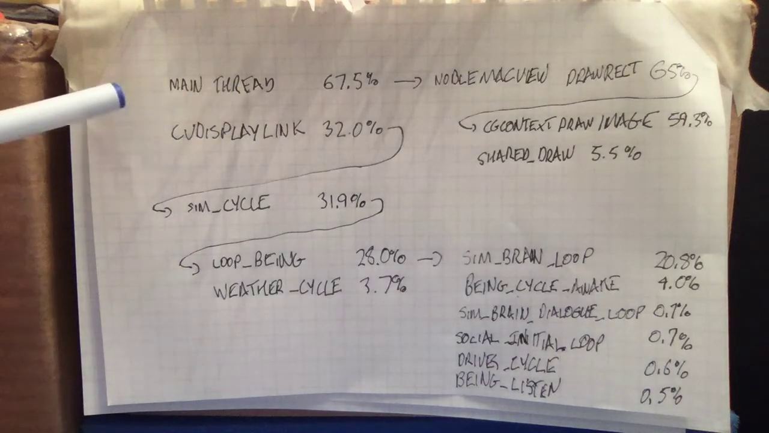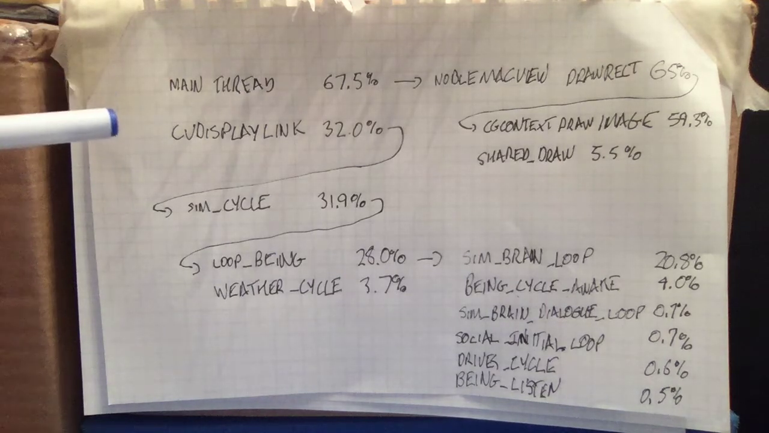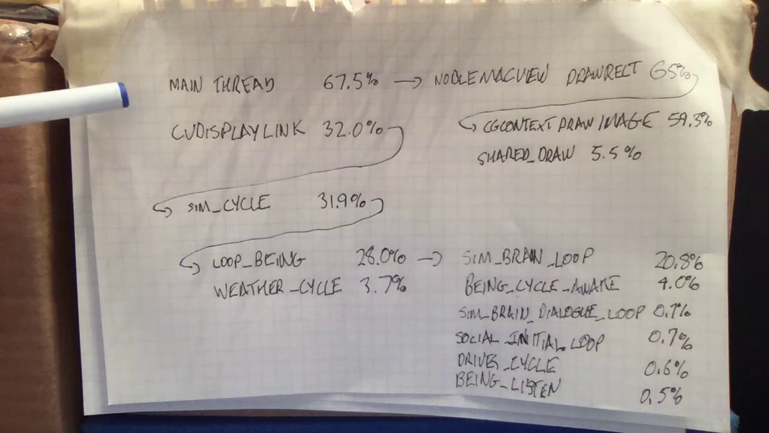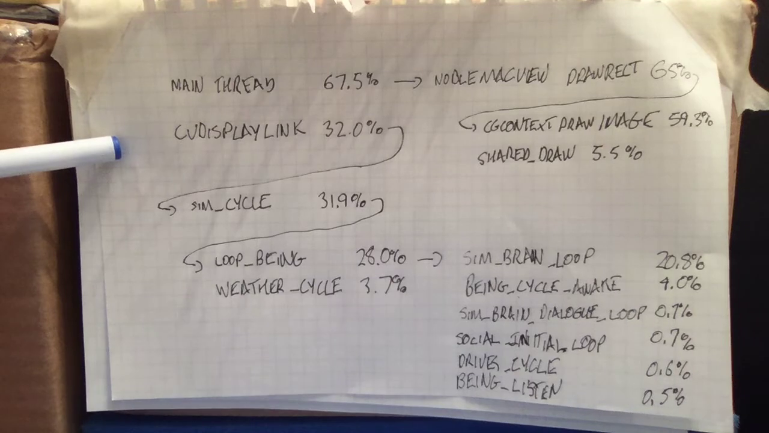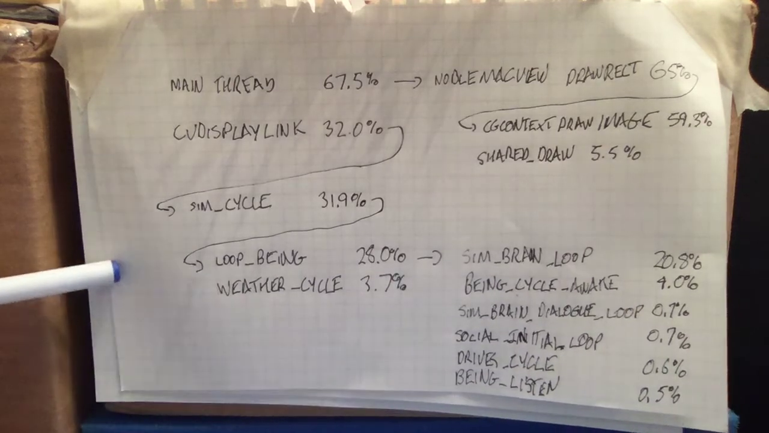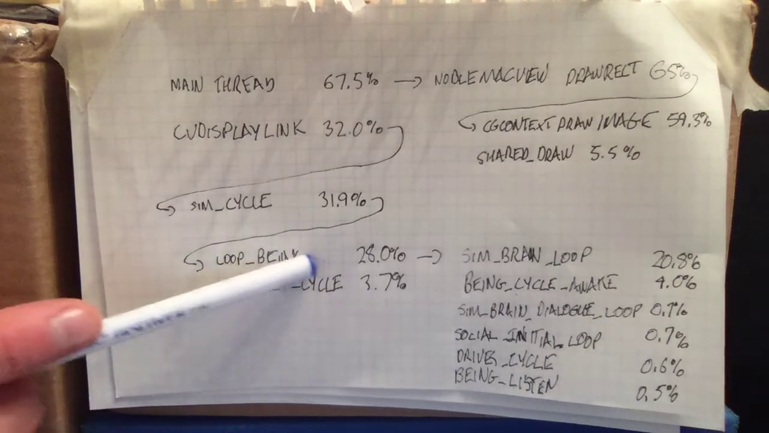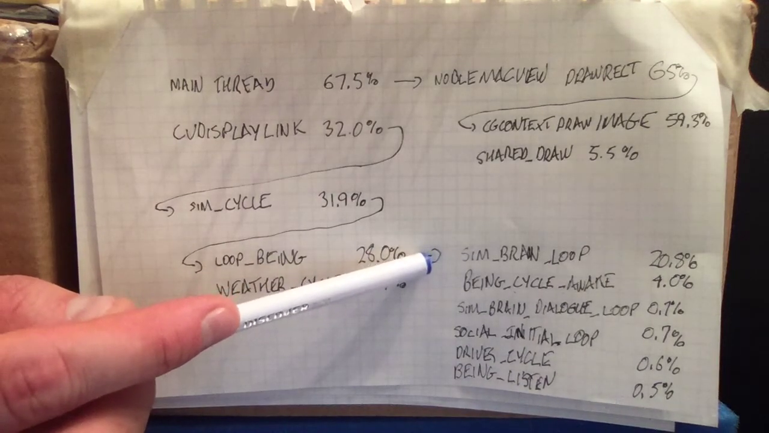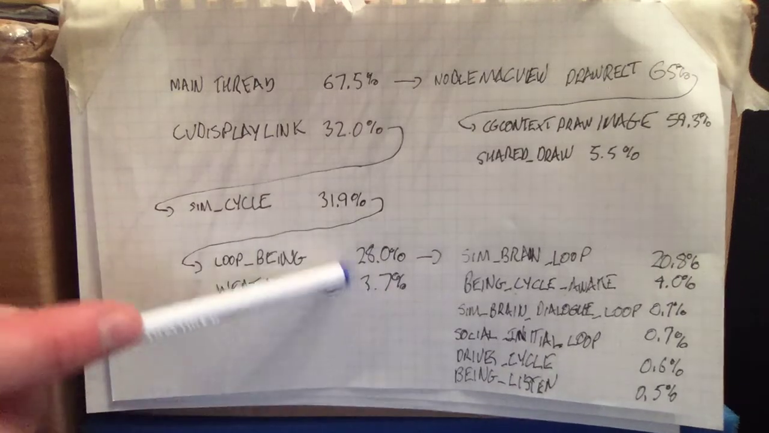So through Core Graphics, this iteration is without the new weather and with the brain simulation. That's the cognitive simulation, the rotating cube with the kind of three-dimensional contour map basically being applied. So in the current simulation, the main thread takes 67.5% of the time, and the CV display link takes 32% of the time, of which from SimCycle, the loop being takes 28% of the time, weather cycle takes 3.7%, and then you can break that down with the SimBrain loop, which takes 20.8% of the time, being cycle awake 4% of the time, and then basically the remainder with change.